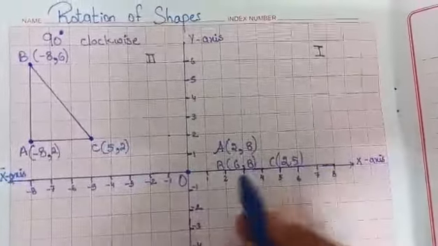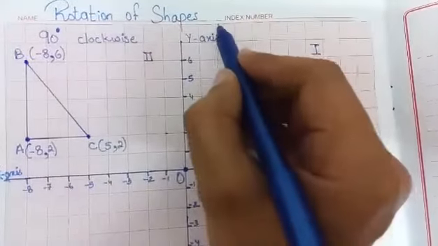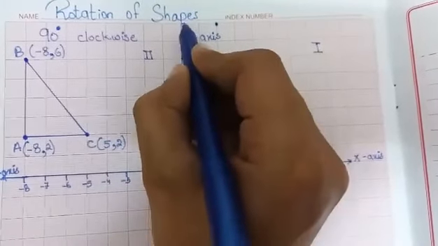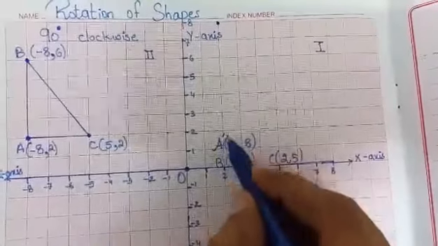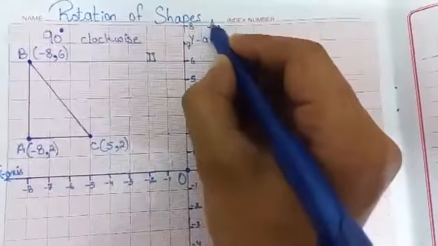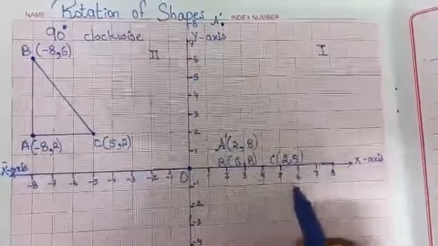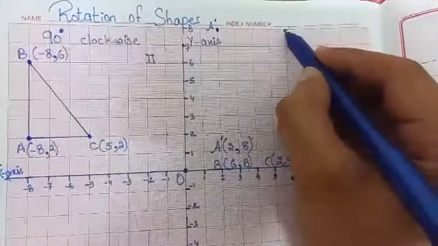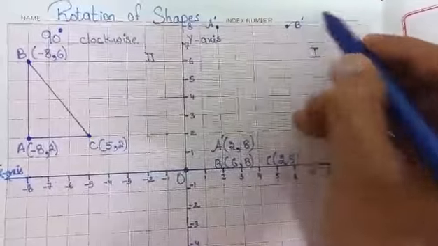A is 2 and 8. So 2 on the x-axis and 8 up. So it comes over here. I'm going to name it as A prime. The second one is going to be 6 and 8. So 6 on the x-axis and 8 on the y-axis. So it comes over here. So this is going to be B prime.